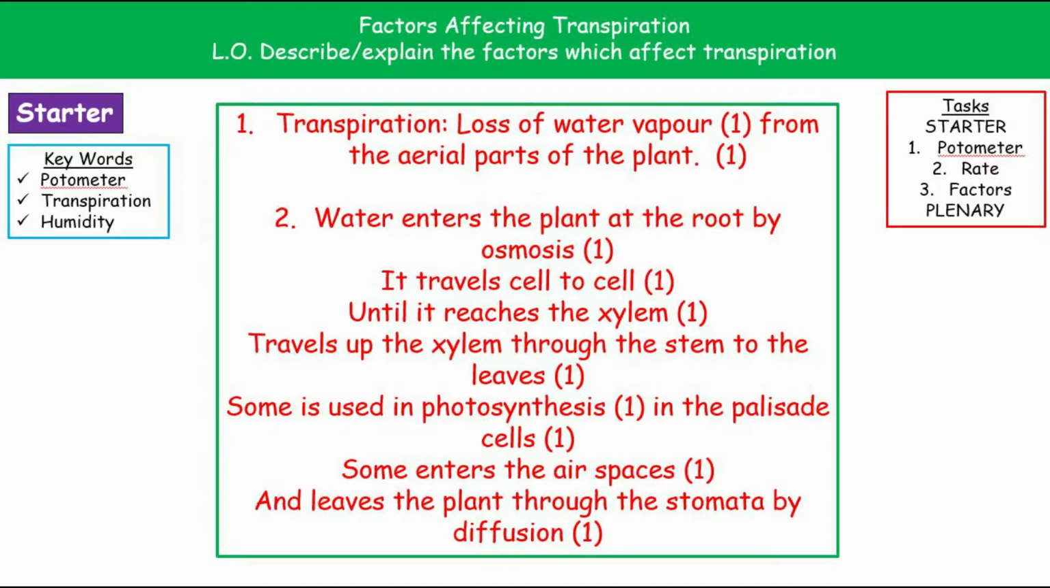Now you might also have put a point in there about the fact that the reason it moves up the xylem is because as water is lost in the leaves, then we end up with a lower pressure up in the leaves compared to down in the root, and so it moves from that area of high pressure to the area of low pressure. So if you put that, you can give yourself a mark as well. So add up your scores, and it's out of 10 today, or 11 if you want the bonus mark for the pressure as well. So give yourself a score out of 10 for me.